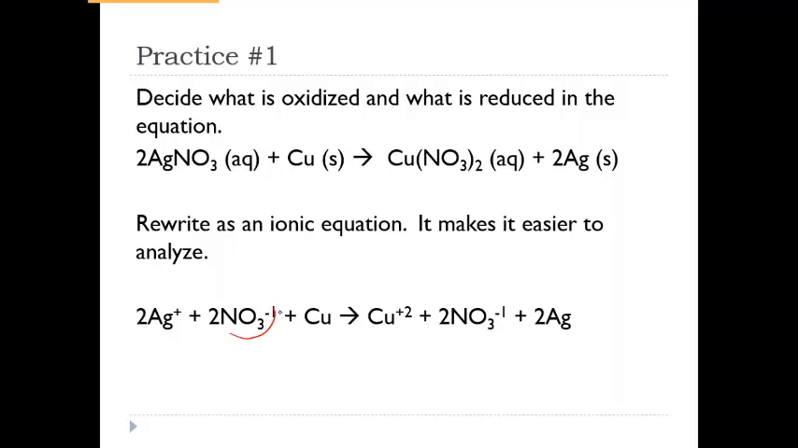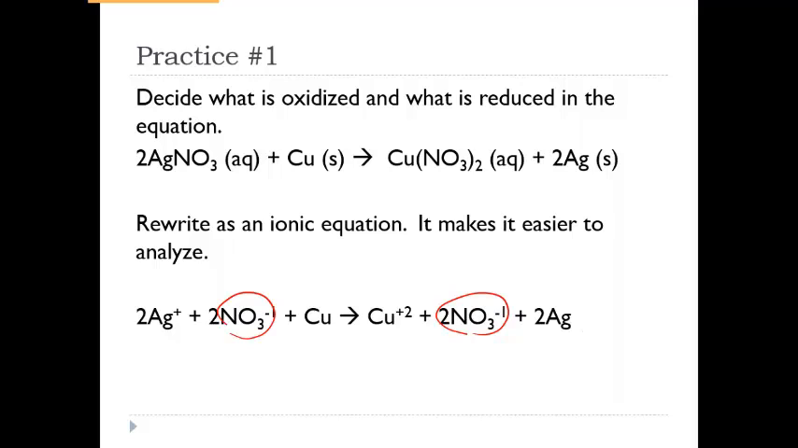First of all, you have NO3 minus 1 over here, and you have an NO3 minus 1 over here too. So you haven't gained or lost with NO3. It's a spectator. Nothing has happened to it. But you have silver with a plus, and then over here you have silver with nothing. So that is definitely, in this case, something that has gained electrons.